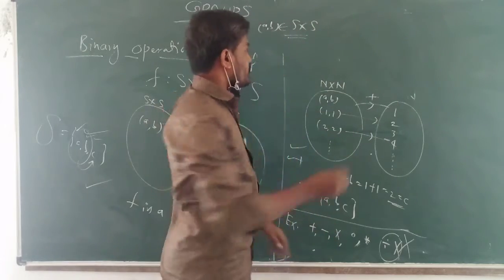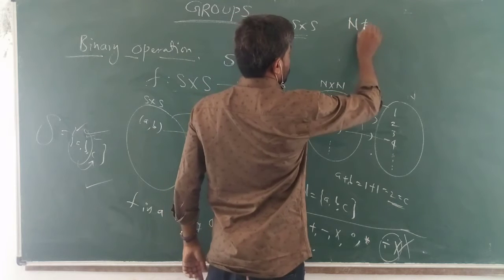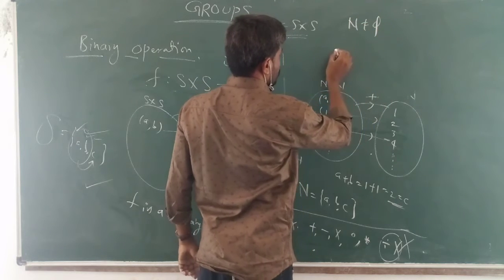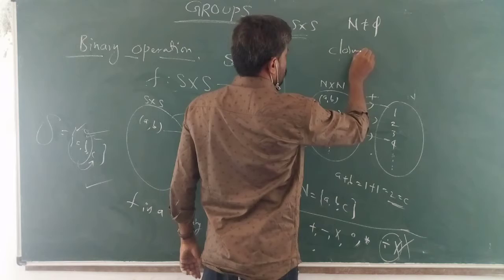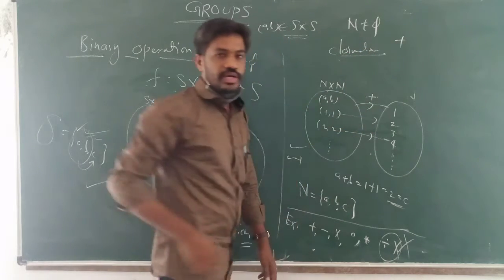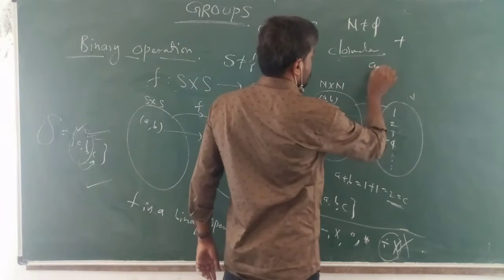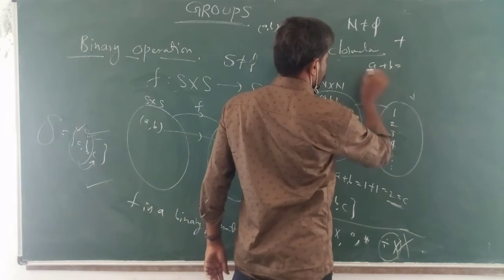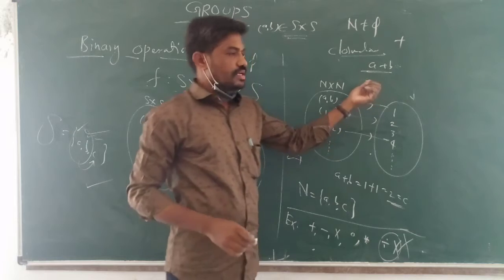So what does closure property mean? You can select N to be a non-empty set. A closure law places a binary operation. Closure law means a + b. This is a closure property.